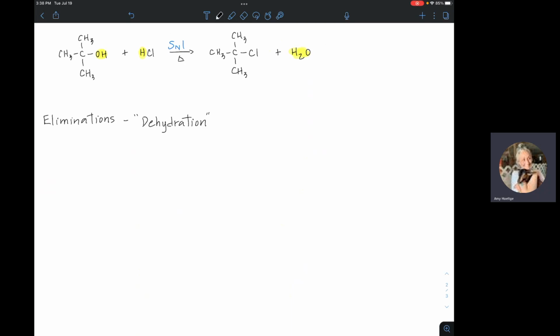So again, we're going to have to protonate the hydroxyl group and create a good leaving group, again in the form of water, right? So the alcohol can undergo an elimination reaction by losing the hydroxyl group and a proton from an adjacent carbon. So for example, I could take cyclohexanol and I could cook this up with some sulfuric acid.